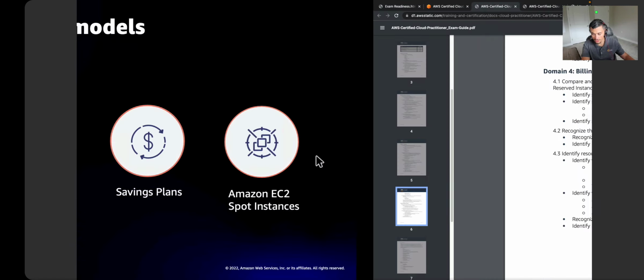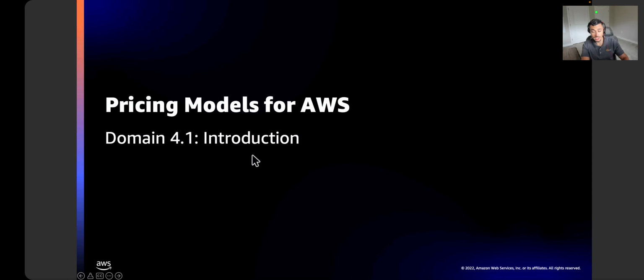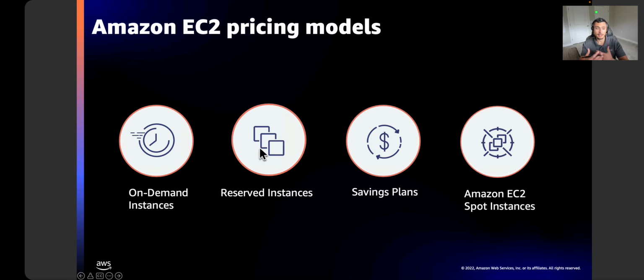All right, so we'll start with pricing models for AWS. And here we're going to specifically talk about Amazon EC2.